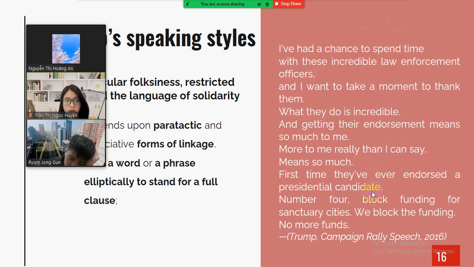You can also read the examples from Trump's campaign rally speech in 2016. I have the chance to spend time with these incredible law enforcement, and I want to take a moment to thank them, etc.